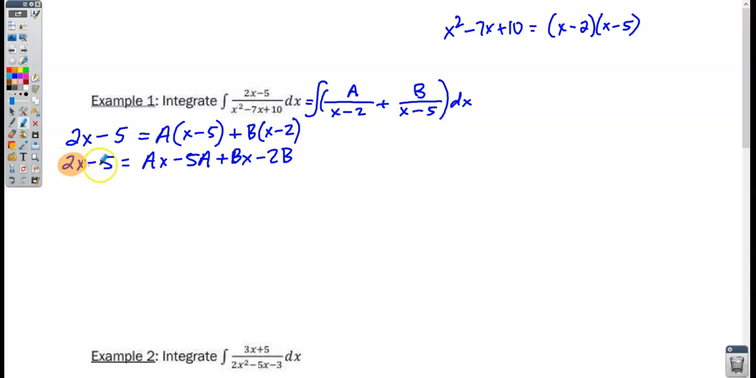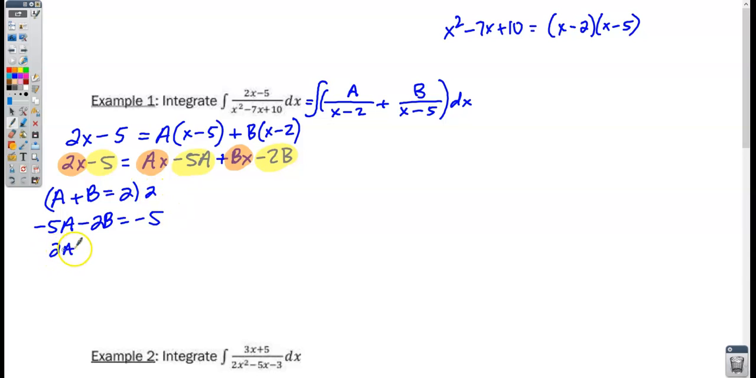I look at this, I've got x's, x's, x's. This enables me to write the equation that A plus B has to be equal to 2. And then numbers. Those enable me to write that negative 5A minus 2B is equal to negative 5. Now, once I have this system of equations, I can go ahead and solve the system of equations. I'm going to multiply this equation by 2. That gives me 2A plus 2B equals 4.